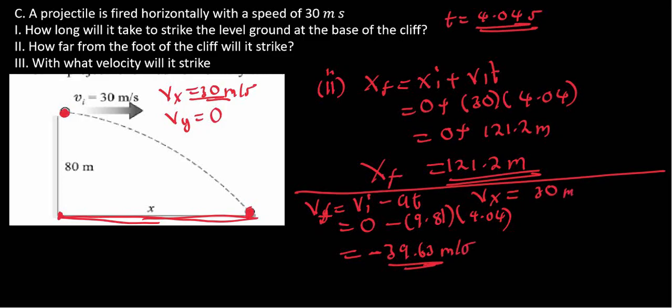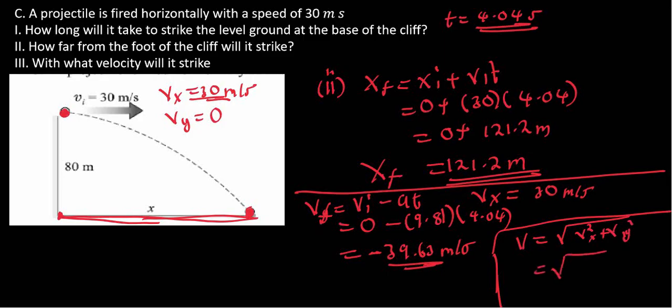From there, that's where we find what we call the magnitude of both the x and the y. So you square, that is 30 squared plus 39.63 squared. Then when you find the answer, you find it to be 49.7 meters per second. So that's how you find this one. Simple and straightforward.